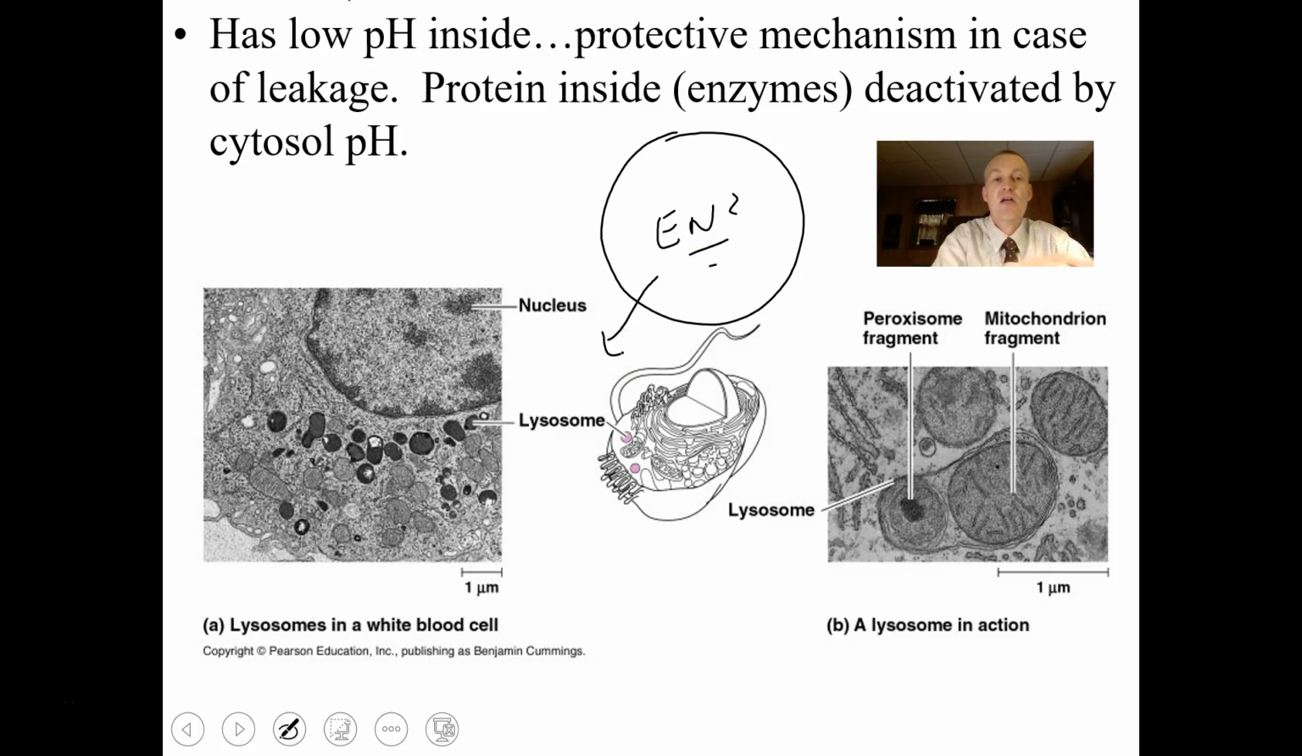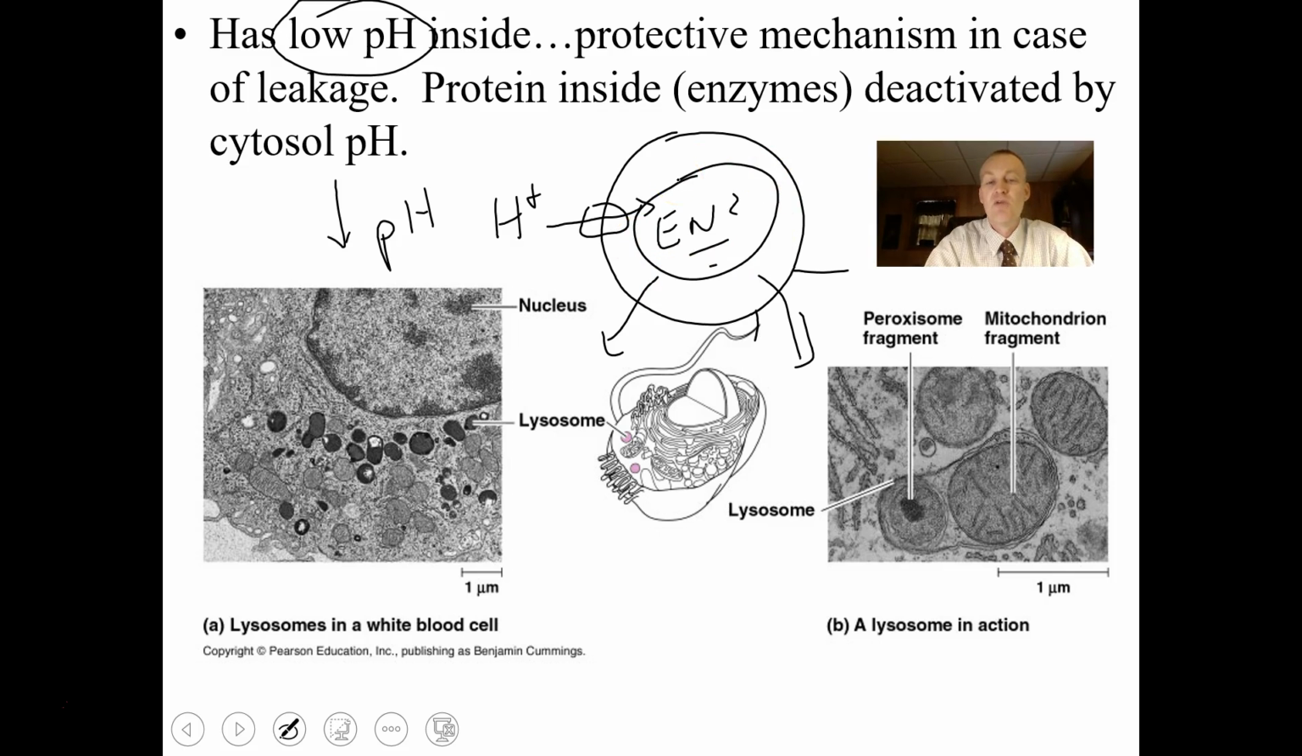So the pH inside of a lysosome is very low. There are little proton pumps that take hydrogen ions from the outside and pump them to the inside, and that decreases the pH of the interior of the lysosome. And that's a protective mechanism in case of leakage. So if all of a sudden this lysosome leaked all of its enzymes to the outside, these enzymes only work at a low pH. So the cytosol is at a higher pH, so it actually deactivates the enzymes from working. So that's kind of a cool little protective function of that.